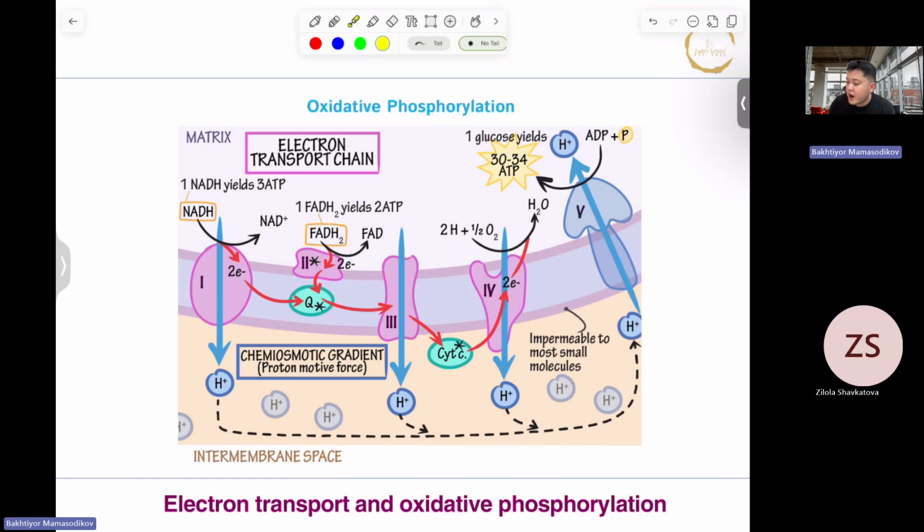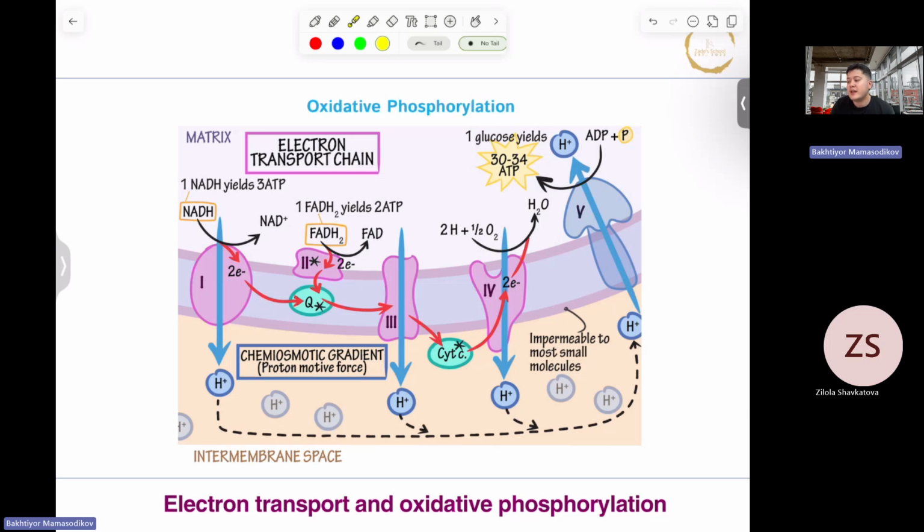And we have a lot of hydrogens here, proton pumps, as you can see here. So protons are pumped into the intermembrane space. And you can see the oxygen molecules as well. So this is the oxygen molecule, okay? So oxygen is really important. Why is it important? We will talk about it very soon, okay?